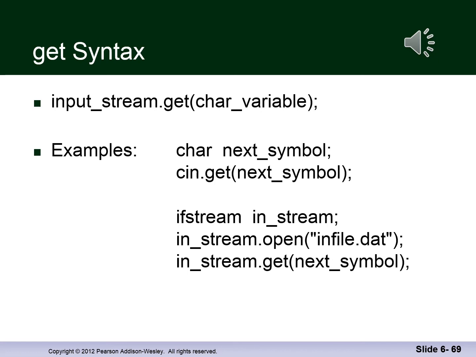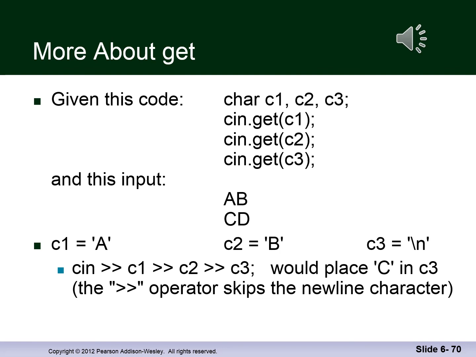This is a great slide. I want you to take a very close look at it because it presents the difference between using the get member function and the extraction operator along with cin. So let's take a close look. We declare three chars, c1, c2, c3. And then we have three lines of code using the get member function along with cin: cin.get c1, cin.get c2, cin.get c3. And then the following input: A, B, carriage return or enter, C, D, enter.